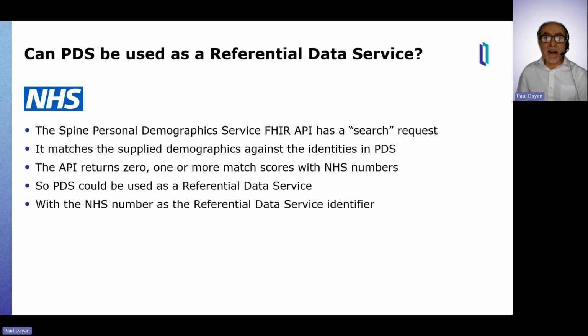One of the PDS FHIR API requests is a search request. It takes a set of demographics in the request, such as a patient's name, date of birth, gender, and home address, and matches them against all the patient identities held in PDS. The API then returns a list of matching identities with NHS numbers, each with a match score, which is exactly what the Patient Index referential matching feature needs from a referential data service. So although we haven't done it with any customer yet, it should work.